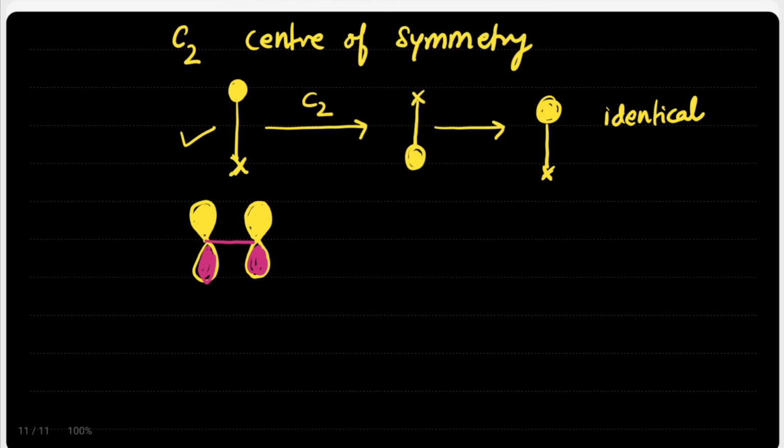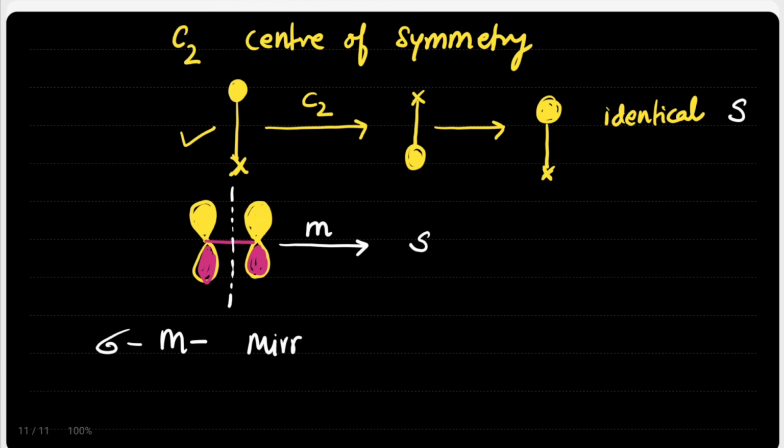Now here, what is happening? If I put the mirror in between, I am getting exactly identical mirror images of each other. So they are symmetric with respect to the mirror plane, and the mirror plane symmetry and the C2 symmetry are the two symmetry factors. Here you can say sigma. So sigma is a mirror plane symmetry. So the C2 plane of symmetry and mirror plane symmetry are the two factors we have to consider while drawing the molecular orbitals.